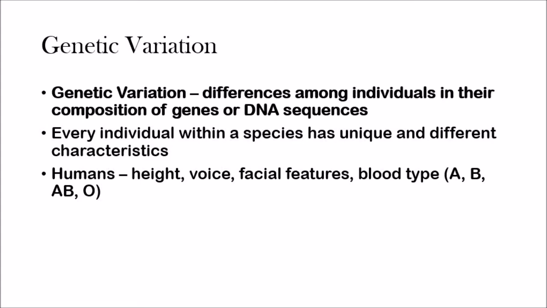Every individual within a species has unique and different characteristics. Okay, no organism is the same. You're never going to find a human being which is an exact clone of you, unless you have like a twin sister or twin brother or something like that. But for humans, right? Humans have different heights, humans have different voices, facial features, humans have different blood types. Those are examples of genetic variation.